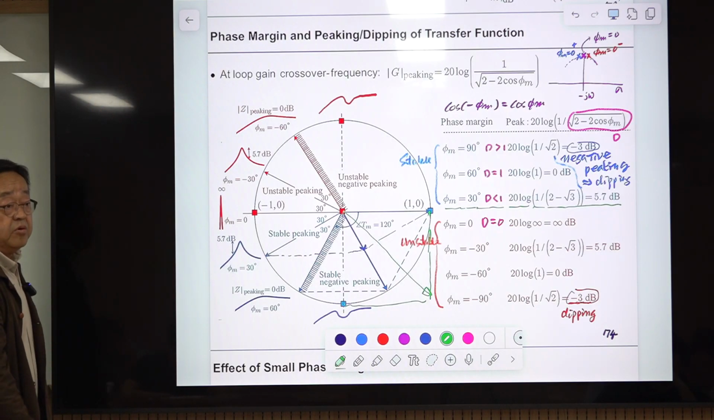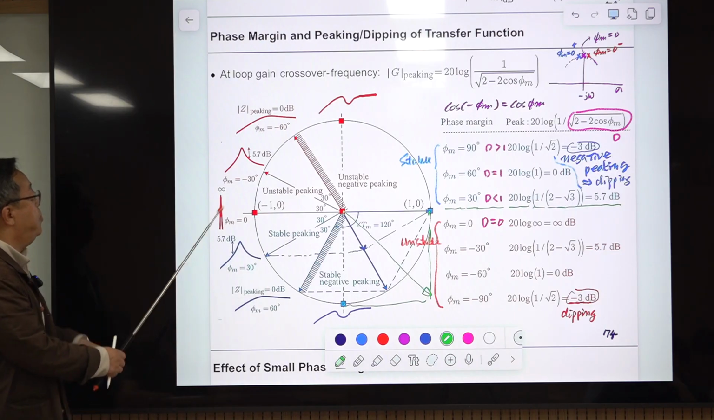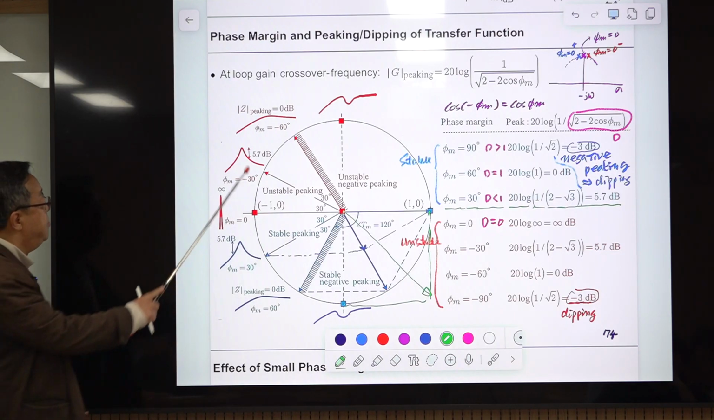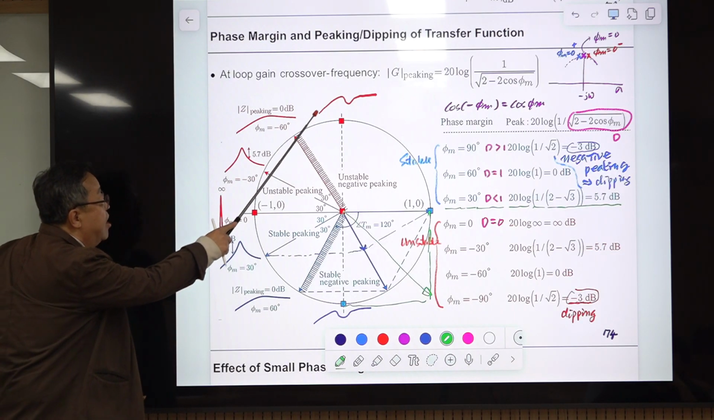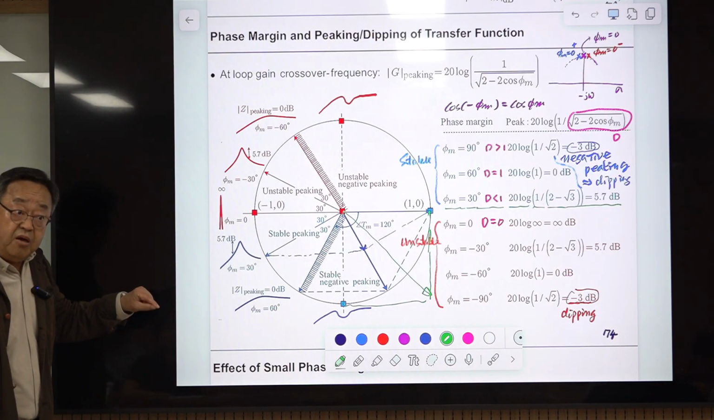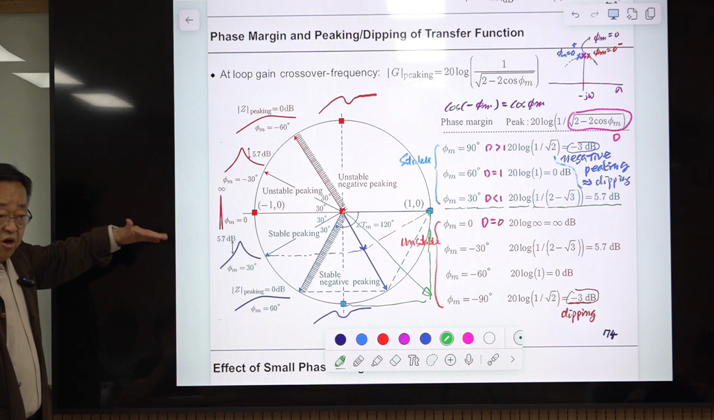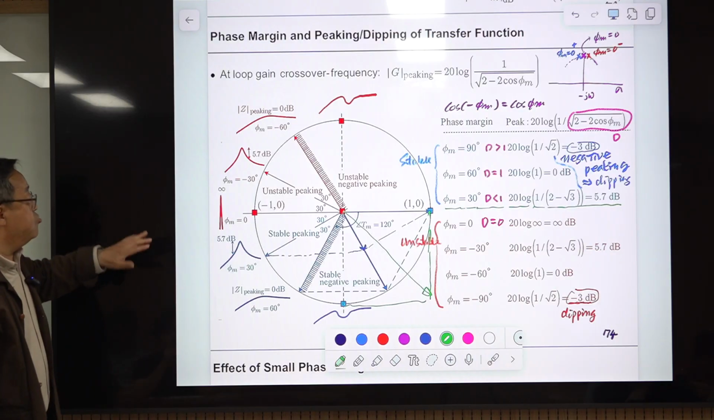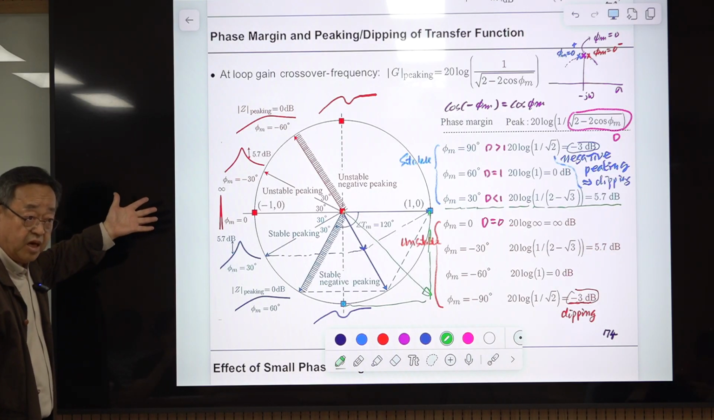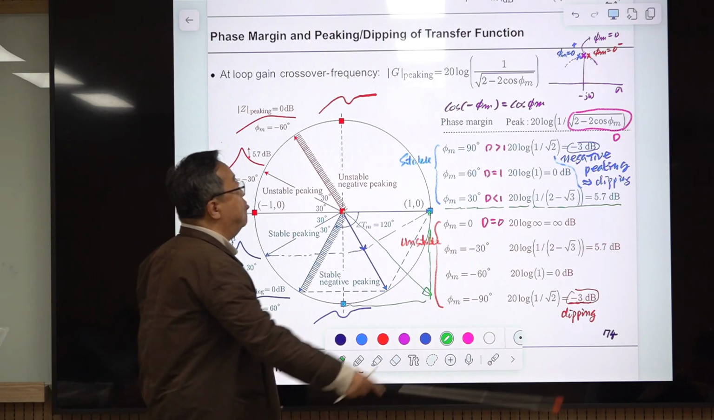That is not true. Okay, this is symmetric. So peaking will reduce and eventually disappear, and eventually it becomes dipping. But still, this converter is unstable. So you should consider something else. Okay. So I have it drawn here.